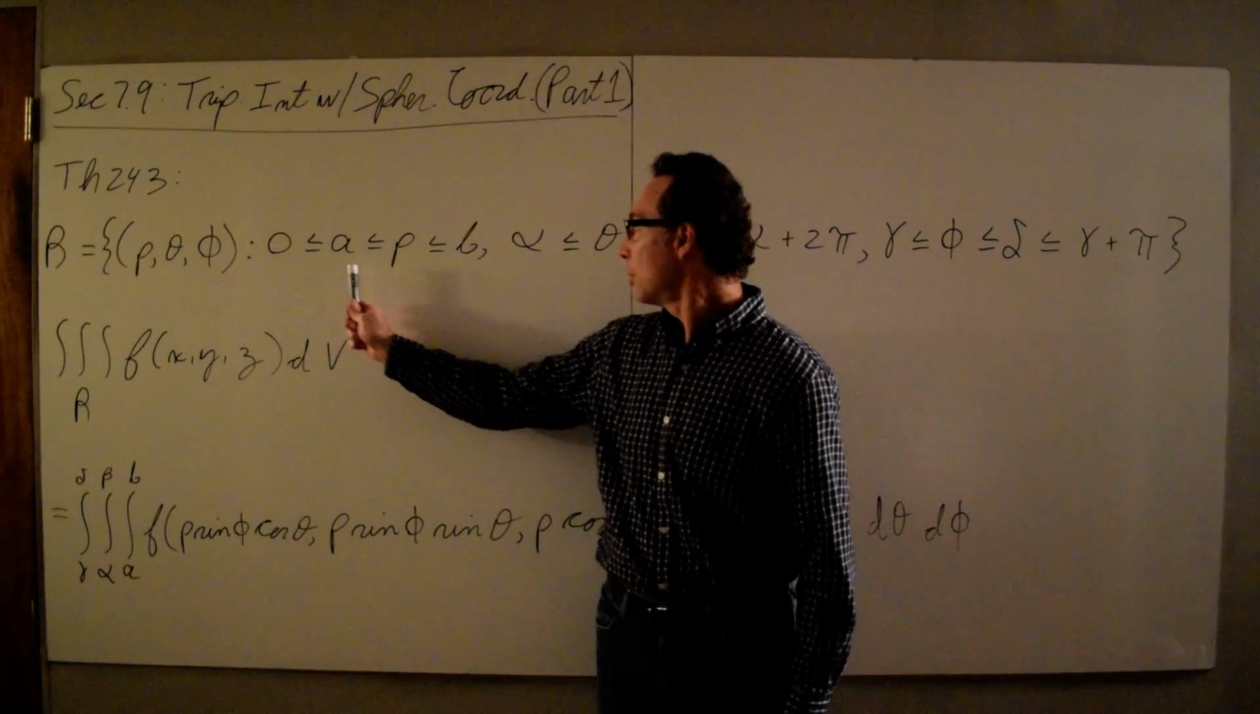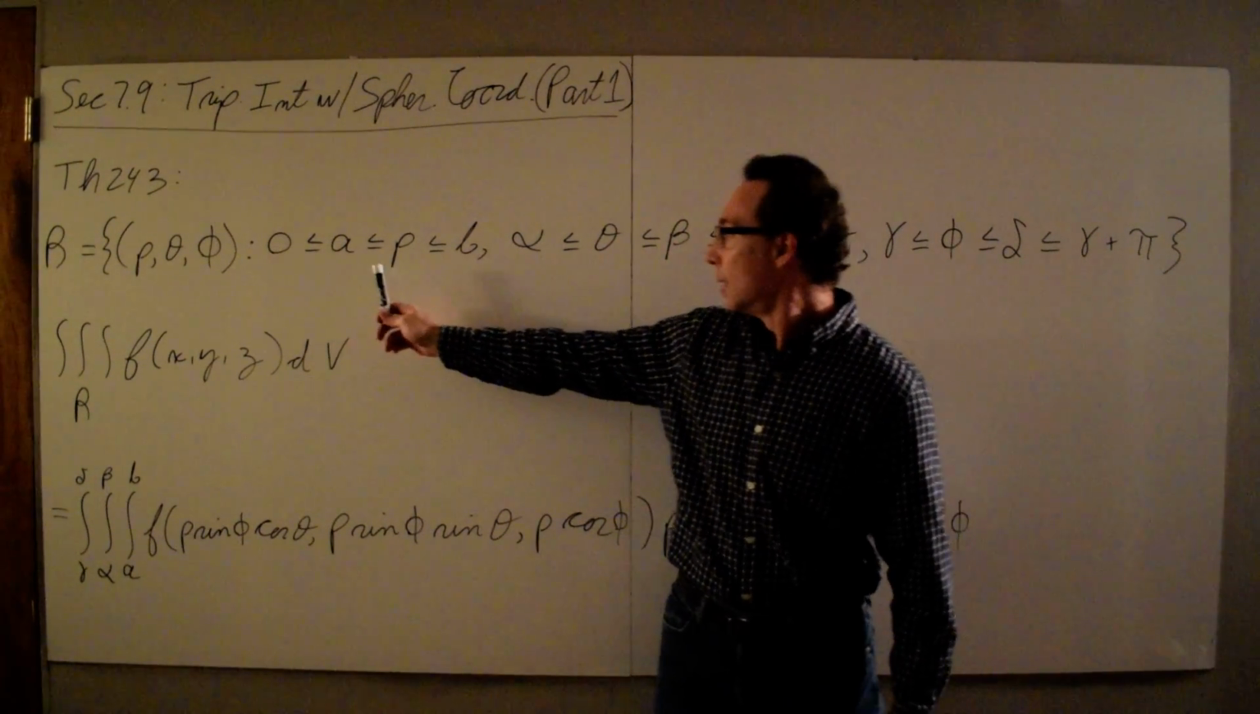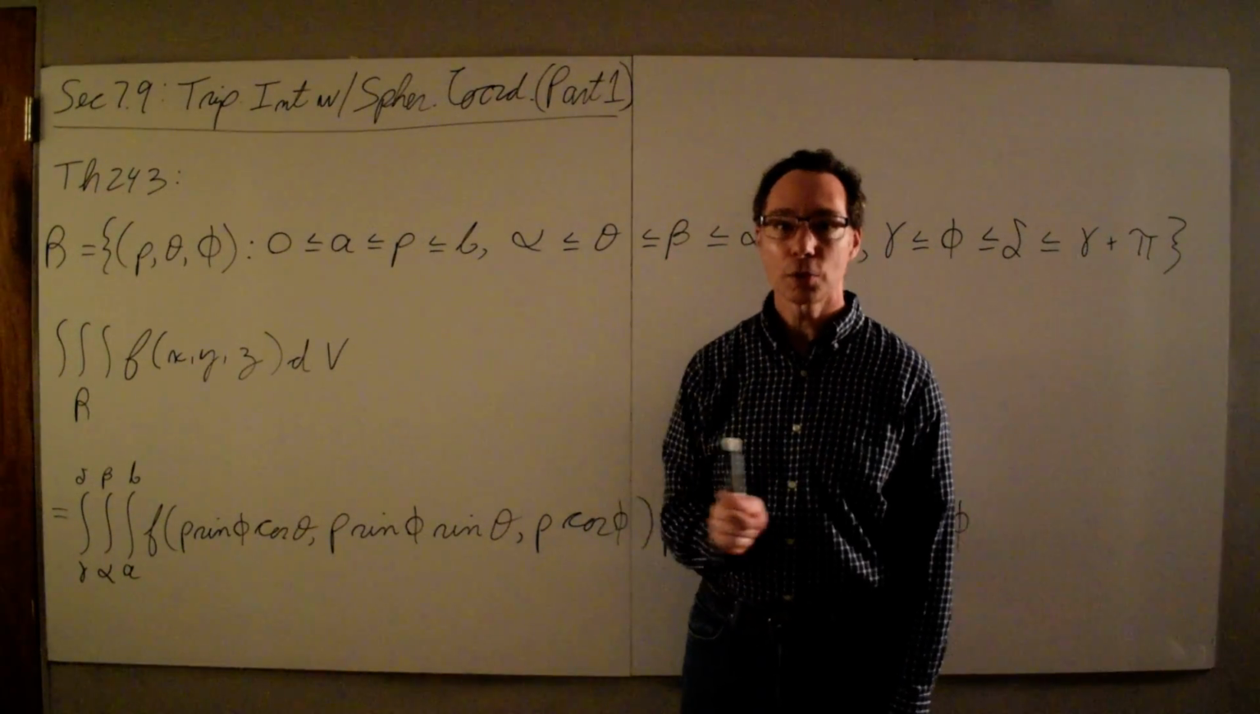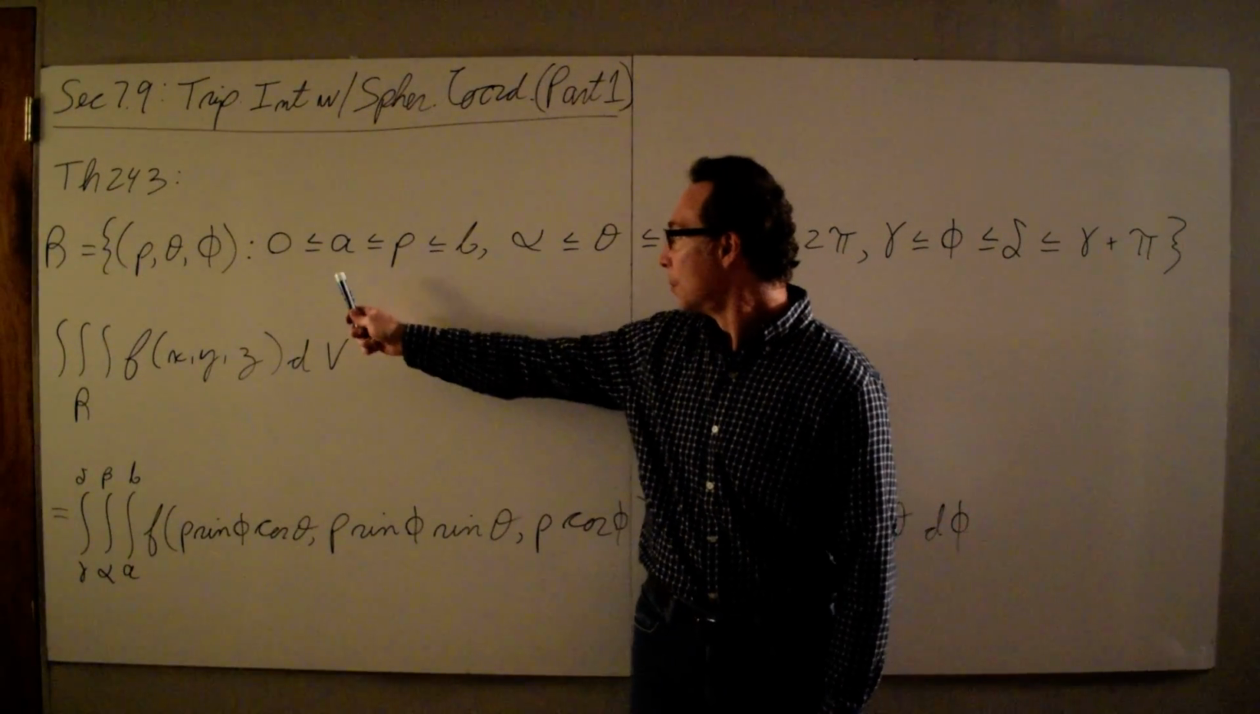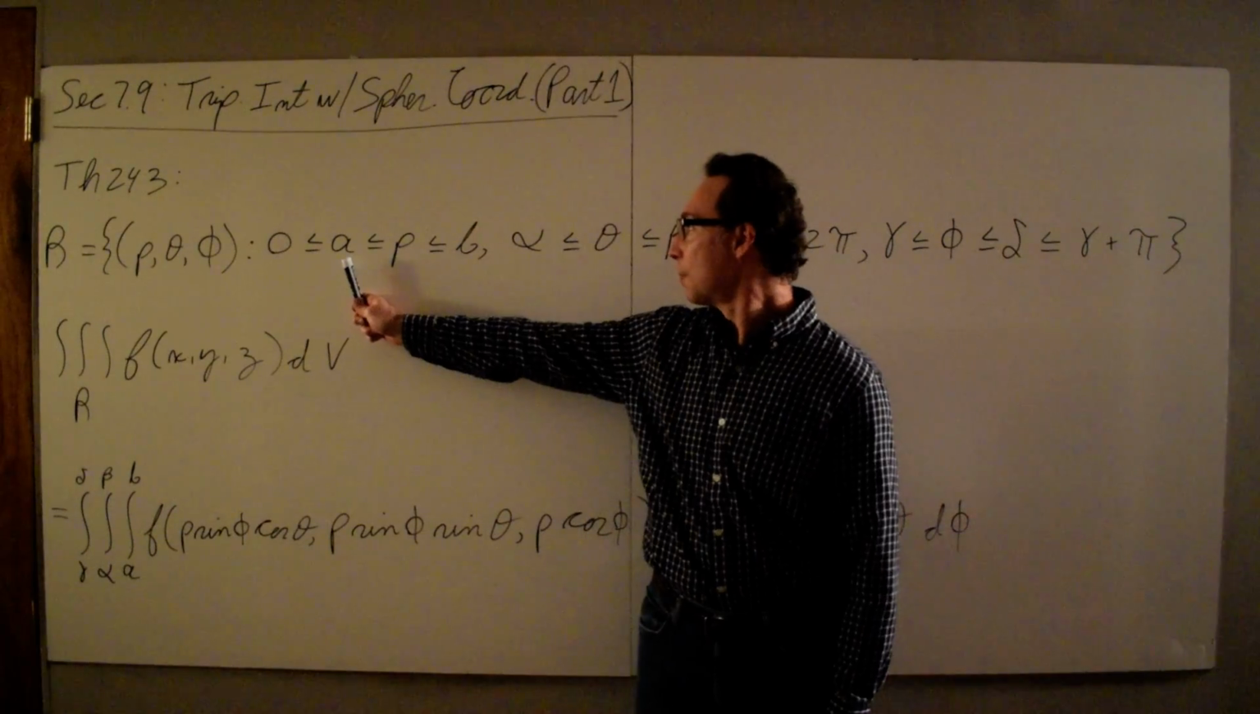So first of all, rho is between a and b. a is non-negative. So that's where our rho goes from some number greater than or equal to 0 to some other number.